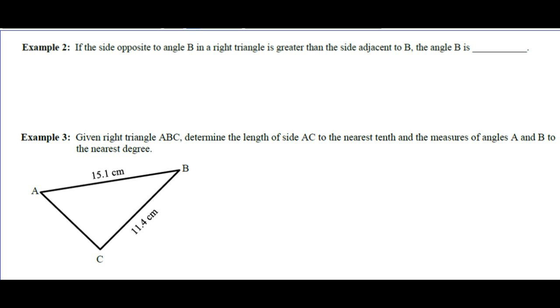Example 2: if the side opposite to angle B in a right triangle is greater than the side adjacent to B, then angle B is... Let's do this. So here's a right triangle. The side opposite to angle B is greater than the side adjacent to B. So let's put angle B here. So there's the side opposite to B. This is adjacent to B. This is the hypotenuse. So what can we say about angle B?